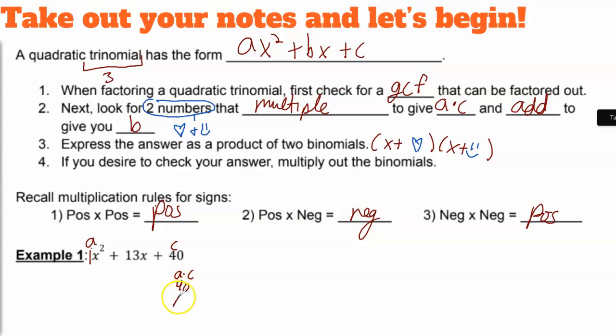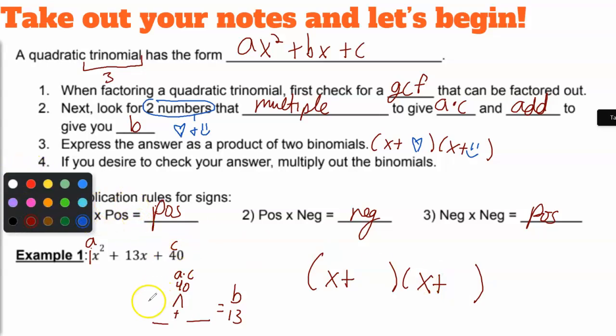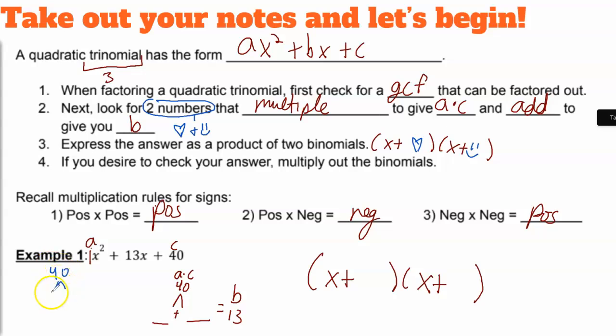A times c is 40, but add to my b of 13. Whatever those magic numbers are, I'm going to do x plus my magic number, x plus my magic number. So let's take a second to find what our magic numbers are. Here are my factors of 40: 1 and 40, 2 and 20, 4 and 10, 5 and 8. 5 and 8 multiply to 40 and add to 13. So this would be 5 and 8.